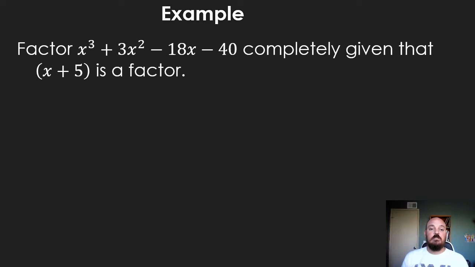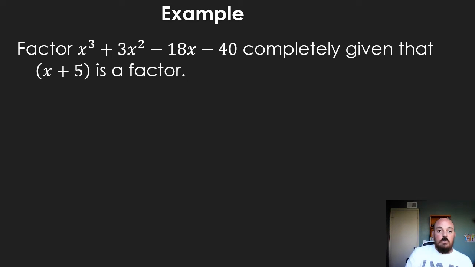Here's what our questions are going to look like today. It says factor x cubed plus 3x squared minus 18x minus 40 completely, given that, and see I only gave you one this time, I said given that x plus 5 is a factor. In part one I said given that x plus 5 and something else is a factor, so we had two different numbers to use for synthetic division. This time I only gave you one. So let's start working the question, and I think you guys will see what's going to happen here.